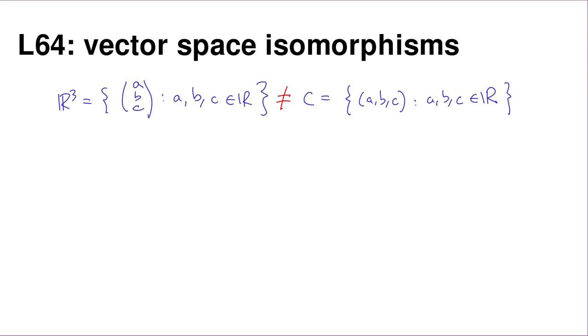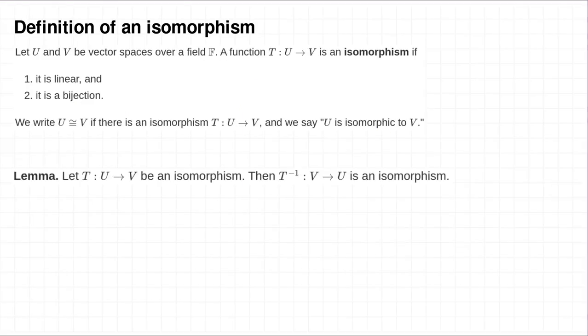So how can we make precise this idea of two vector spaces having exactly the same properties as vector spaces, even though they may be represented in different ways? The answer is through the notion of a vector space isomorphism, which is the subject of this video.